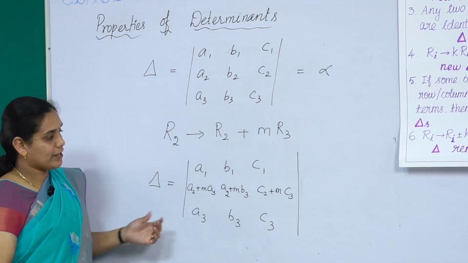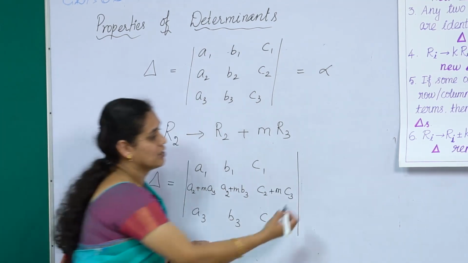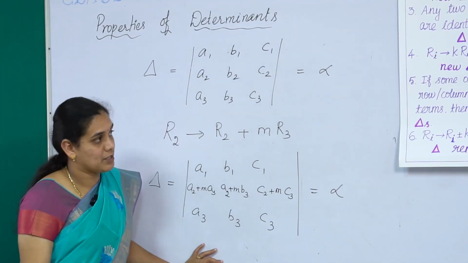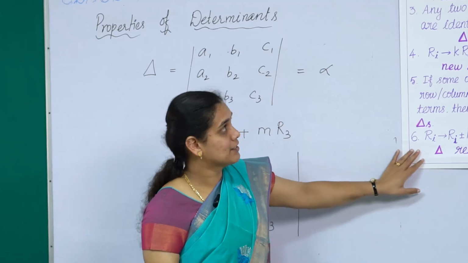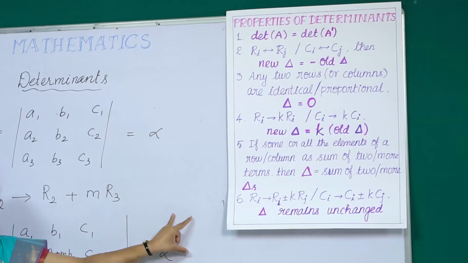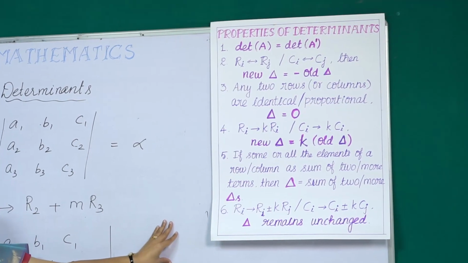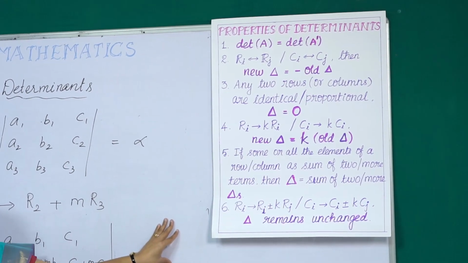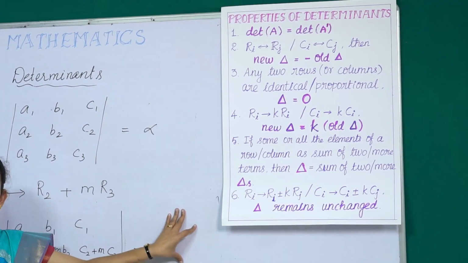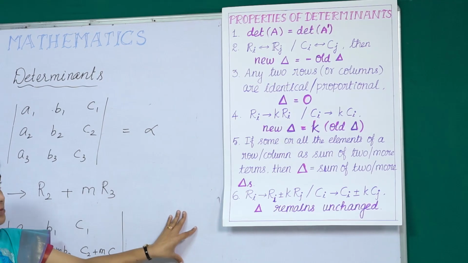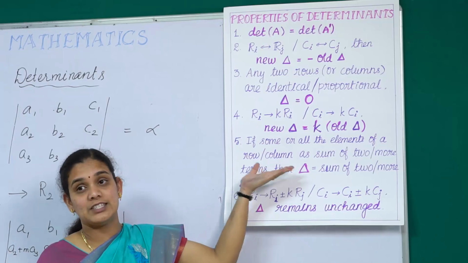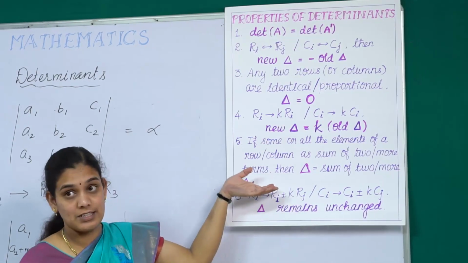Then what will the determinant value be? It will be the same, alpha. This is very important. And there are 6 properties. Let us recollect once again. The first one is determinant of A equal to determinant of A dash. Interchanging rows and columns will not change the value of the determinant. The second one is if we interchange any 2 rows or columns, the new determinant will change its sign.